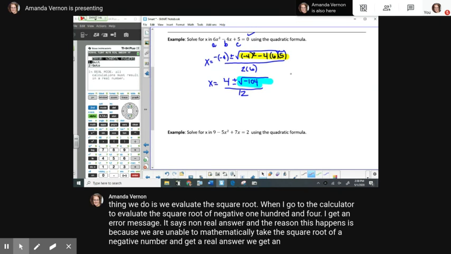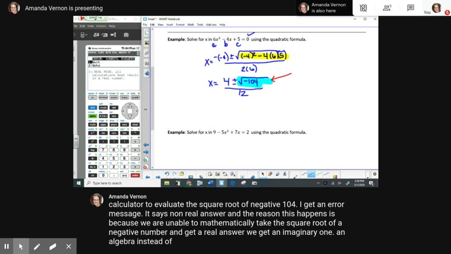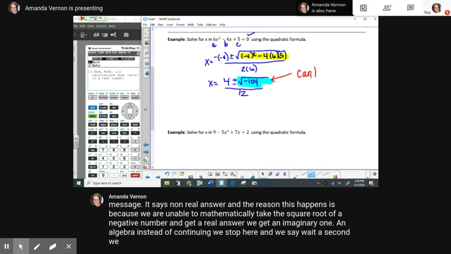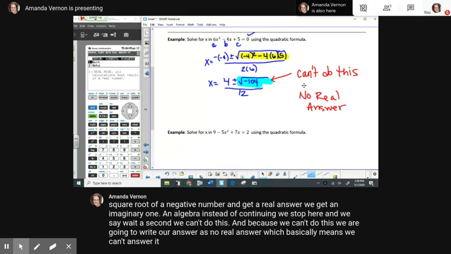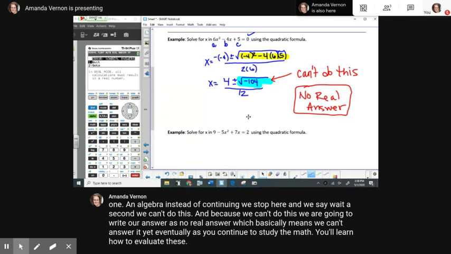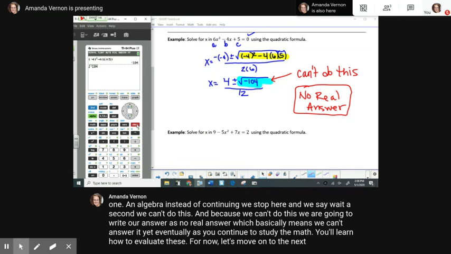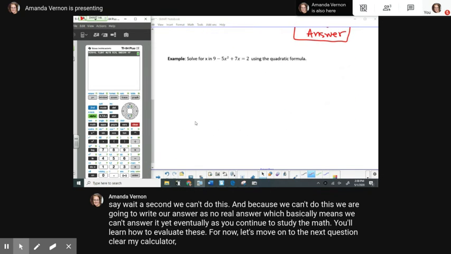In algebra, instead of continuing, we stop here and we say, wait a second, we can't do this. And because we can't do this, we are going to write our answer as no real answer, which basically means we can't answer it yet. Eventually, as you continue to study the math, you'll learn how to evaluate these. For now, let's move on to the next question. I'll clear my calculator so we're all set.